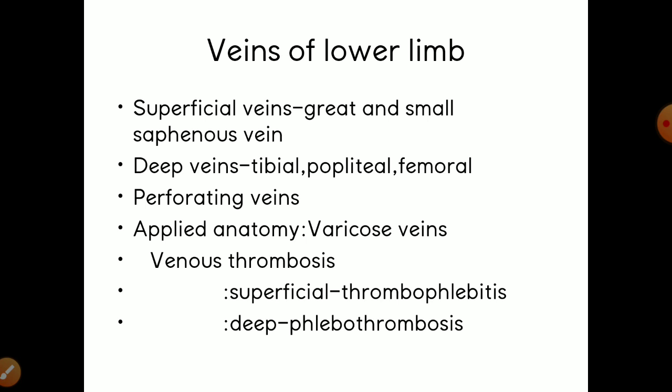Below the knee, the deep veins are arranged as pair of venae comitantes. Above the knee, they form a single large vessel. The perforating veins communicate the superficial with the deep veins. All the veins of the lower limb are provided with valves to direct the blood flow to the heart against gravity.